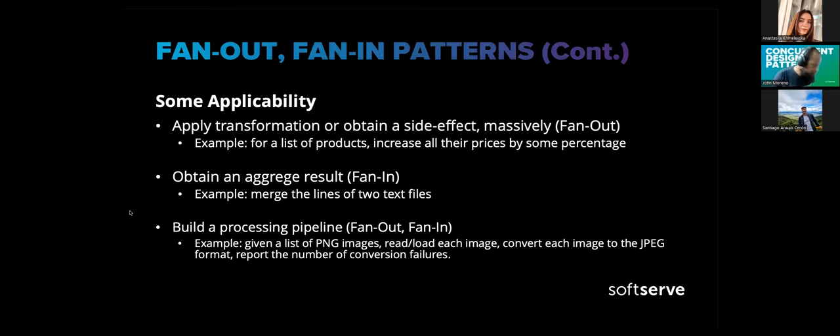Some applicability for this: if you have a massive amount of data and you want to apply some transformation to each entry of that data, you can use the fan-out pattern for the transformation portion. Or you can use the fan-in pattern if you want to merge the lines of two text files. Or you can use fan-out followed by fan-in if you want to build a processing pipeline. For example, you want to read an image, convert it to a different format, save it, and then report if the processing failed or not. You can use the fan-out and fan-in patterns.